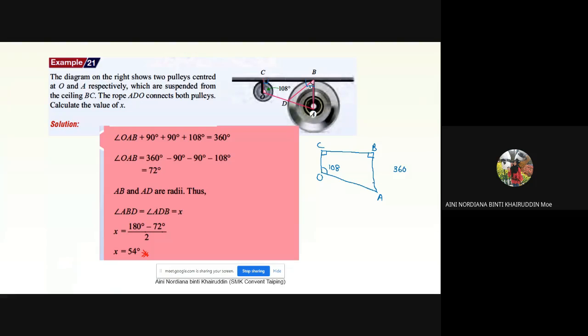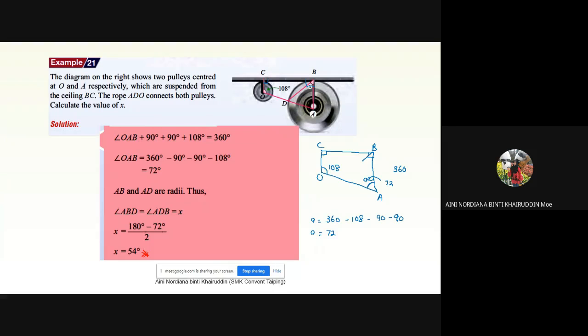So first you need to calculate this angle. How to calculate this angle? Let's say I put A here. A equals to 360 minus 108 minus 90 minus 90. So A equals to 72. So here 72.